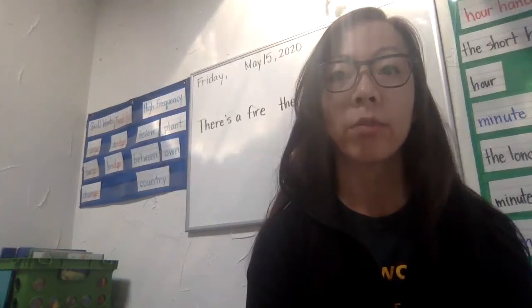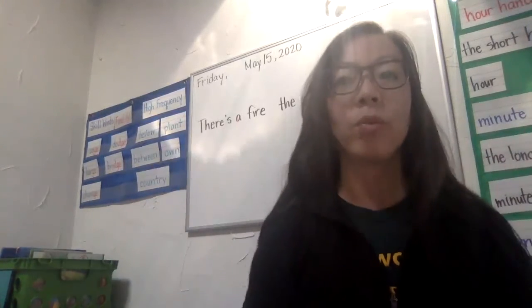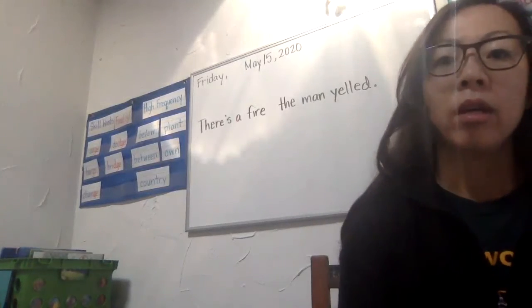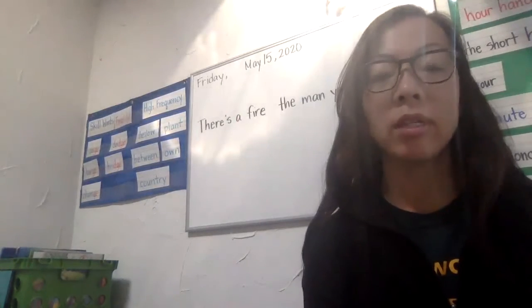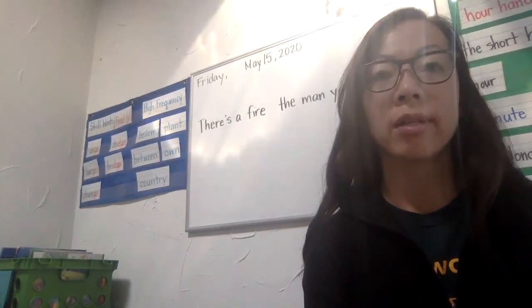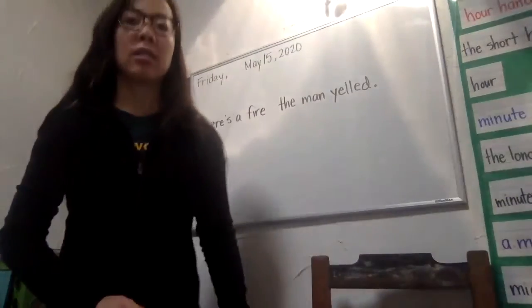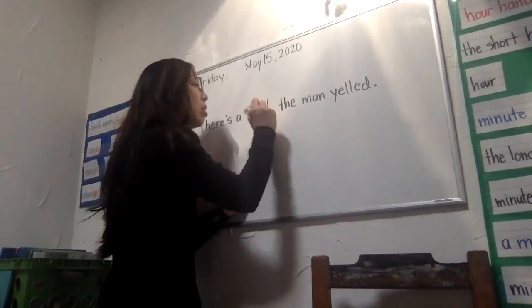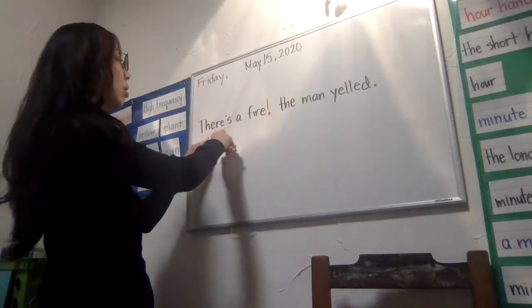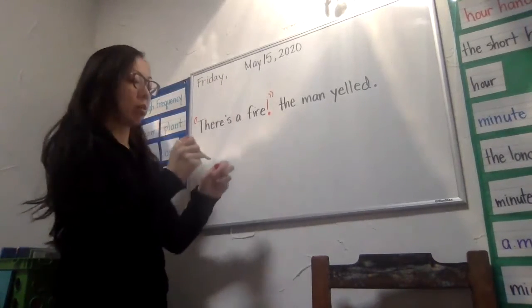Sometimes we can also have things like people yell or exclamations. It's something that someone doesn't just say or ask, they're yelling, and we want people to know that. Let's look at this example. There's a fire, the man yelled. You can see we ended the whole sentence with a period, but there is an exclamation, something that is being yelled in the sentence. Let's look at what the man yelled. He said, There's a fire. We put an exclamation point there, and we take the words that the man yelled, there's a fire, and we're going to put quotation marks around it.